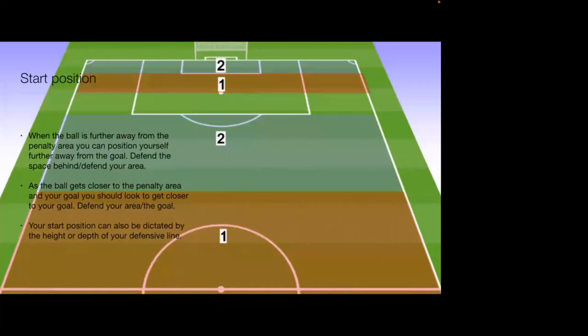As well as that, your start position can be dictated by your defensive line. So if you see here, I've generalised it a little bit. So where you've got 2, it relates to number 2 next to the goal. If your defence is playing very high, you might actually be edging into 1 because you've got that threat in behind you now. So again, everything can be quite fluid, but with what you're seeing here, I'm generalising it maybe a little bit more.